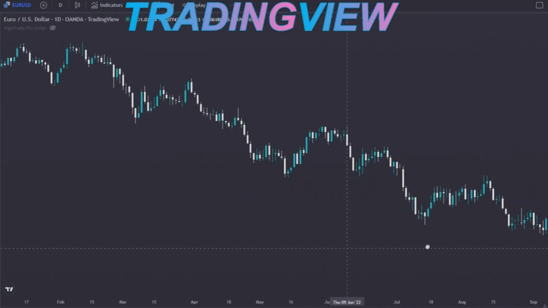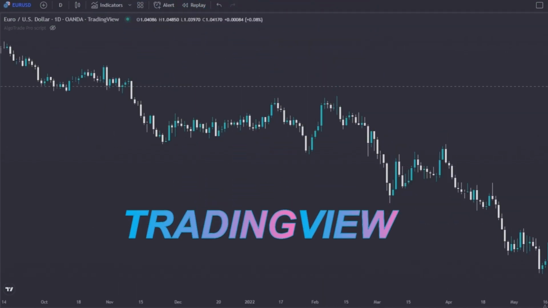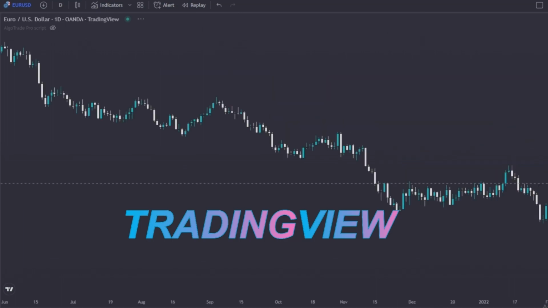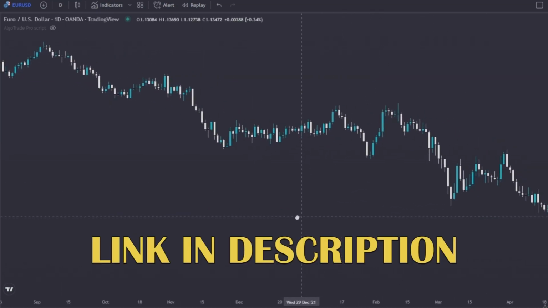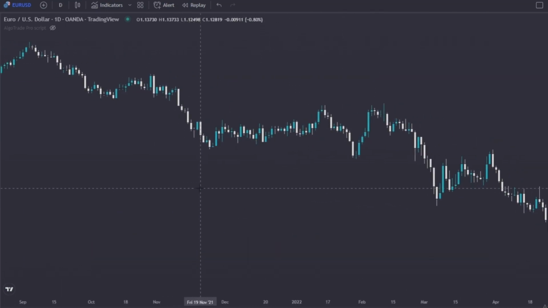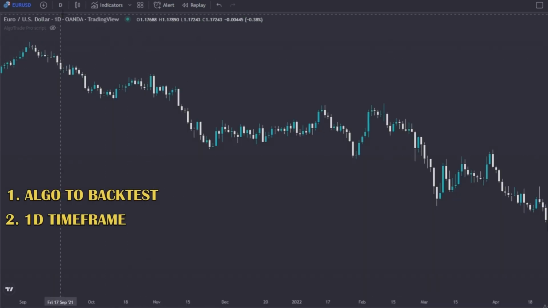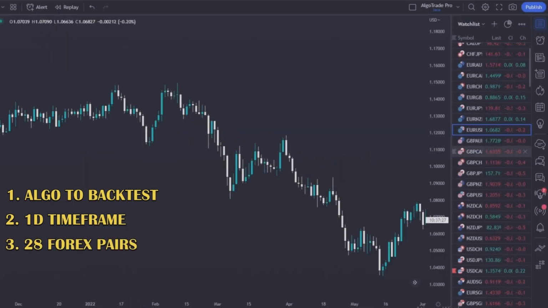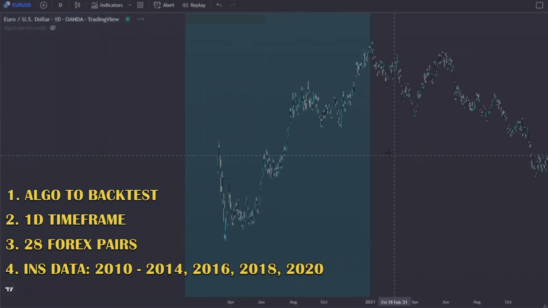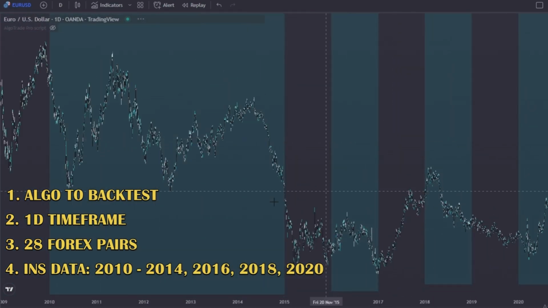So, as usual, I'm on TradingView, which is the platform that I use to backtest every indicator and strategy. I will leave the link in the description. For the backtest process, I will use an algo that I created. I will perform it on the daily time frame, on the 28 most common forex pairs, and using in-sample data consisting of the years 2010 to 2014, 2016, 2018, and 2020.